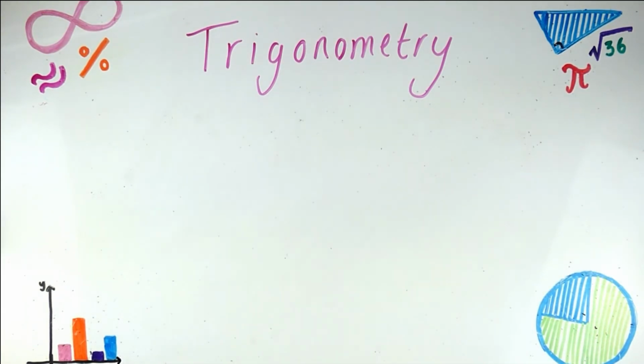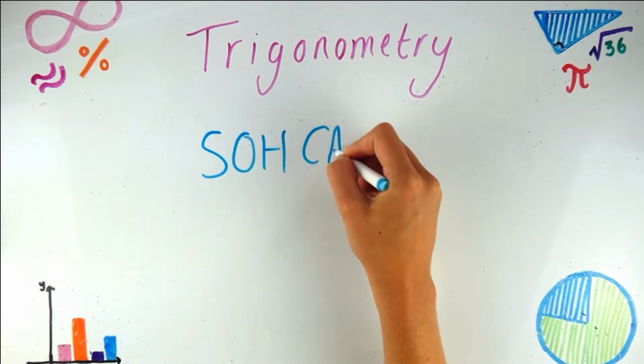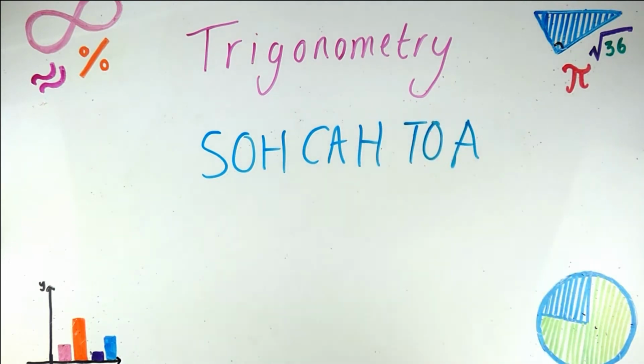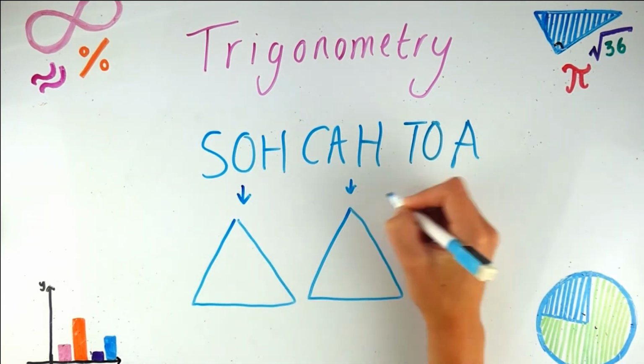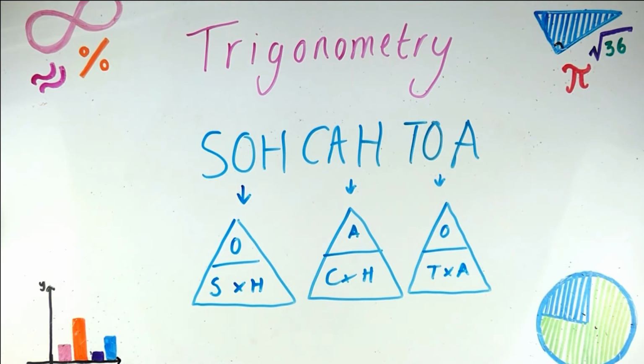So the easiest thing to remember here is SOHCAHTOA. Many people have different ways of remembering this. I actually find it easier just to remember SOHCAHTOA. So we're going to turn this into formula triangles, and then you use these to answer your questions. So I'm now going to go straight into some examples.